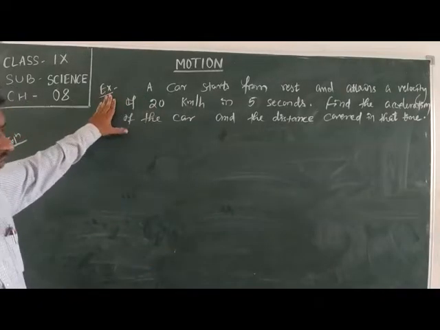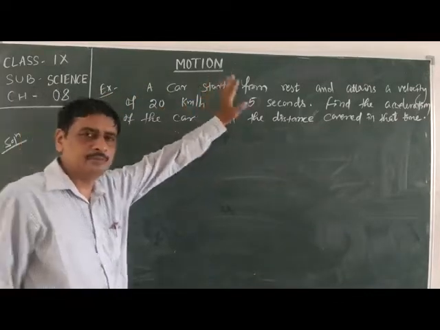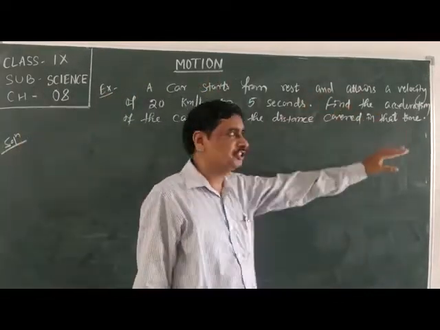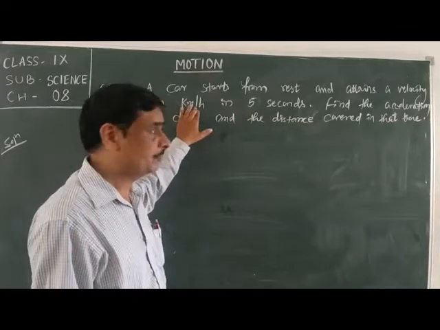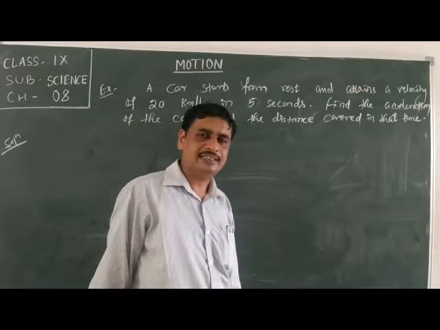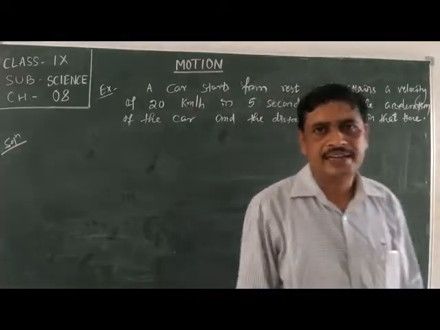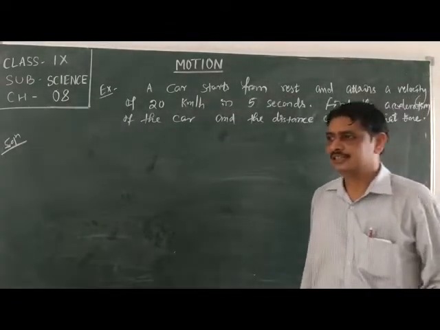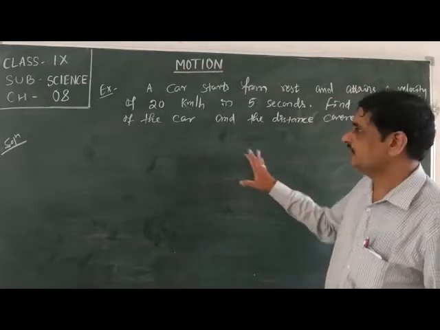Here is a question: a car starts from rest and attains a velocity of 20 km per hour in 5 seconds. We have to find the acceleration of that car and how much distance the car covered during this time.